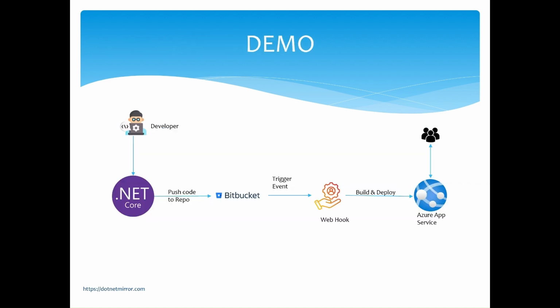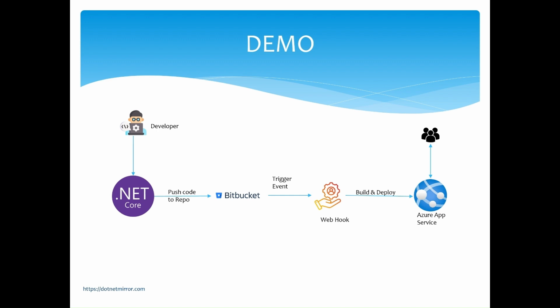Let's look at the demo workflow we are about to implement. As a developer, you will push your code to your Bitbucket repository. The push event triggers a service hook from Azure App Service Deployment Center. It detects this event and automatically starts the build and deploy process.